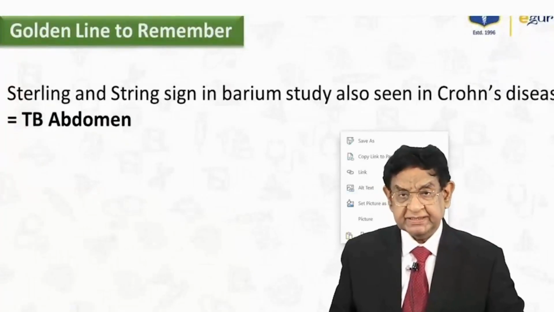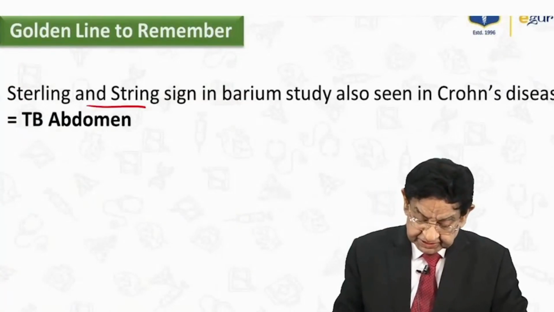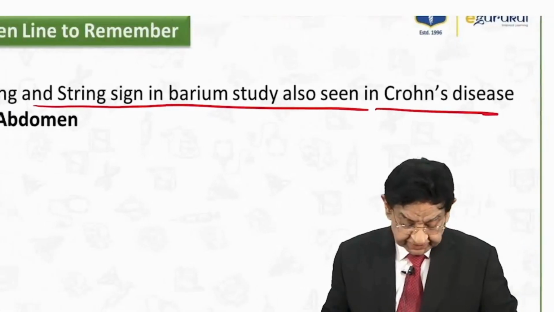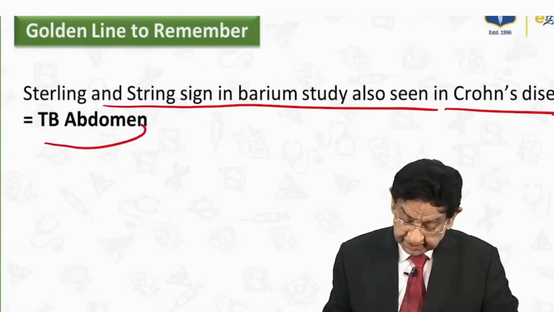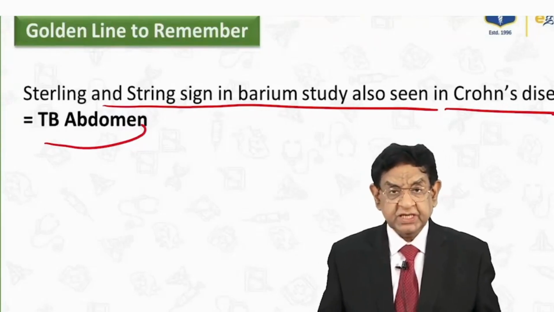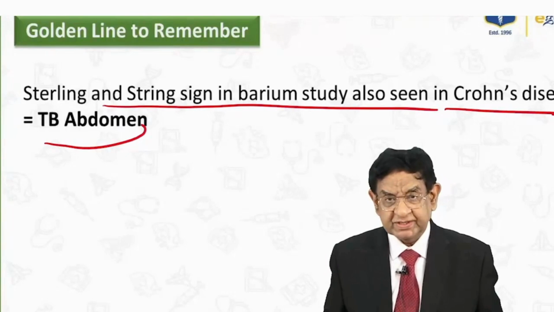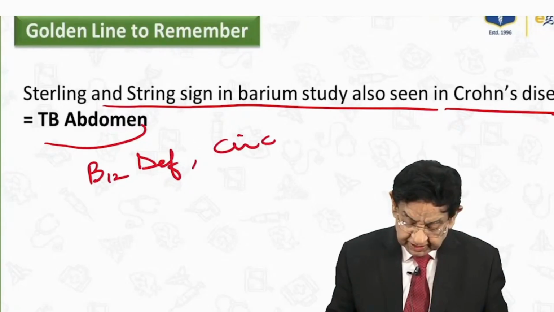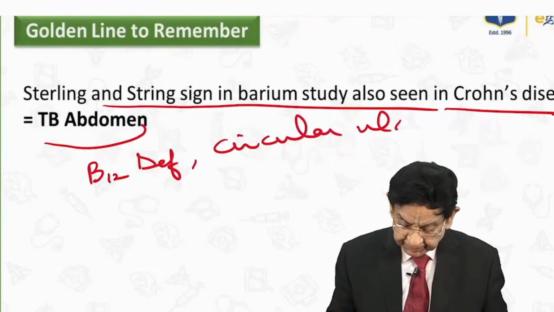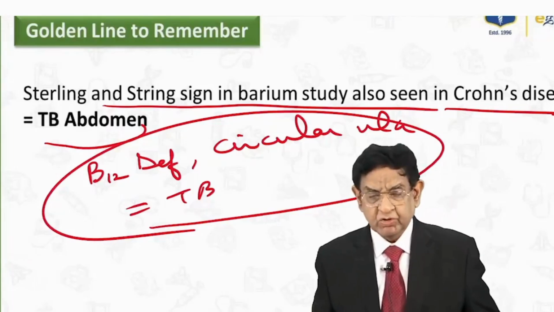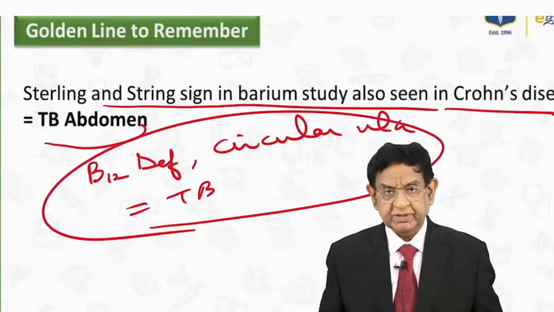Golden line to remember in the exam: if you get Sterling sign or string sign in barium study, it is seen in Crohn's disease as well as TB abdomen. Okay, if you are getting a circular ulcer, you are dealing with tuberculosis. Or, you can write down one more thing, B12 deficiency, circular ulcer, you are again dealing with TB abdomen. They are the golden lines to remember in TB of the abdomen.